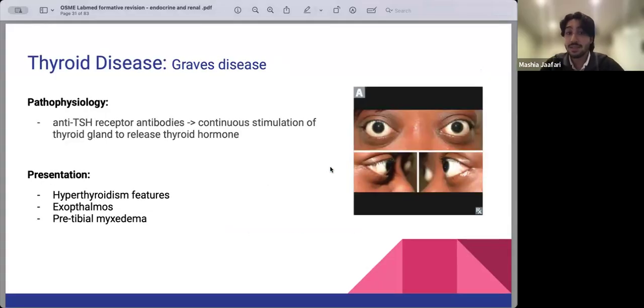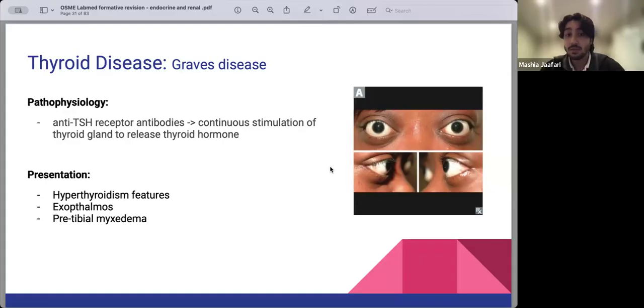Okay, now we said Graves' disease is by far the most common cause of hyperthyroidism, and the mechanism is antibodies against the TSH receptor, which leads to continuous stimulation of the TSH receptor and the thyroid to release thyroid hormone. Now, it's quite high yield to know that Graves' disease does present with the classic features of hyperthyroidism, but it has two features that are specific to Graves itself. One is exophthalmos, so these bulging eyes, your eyes bulging out of their sockets, and pretibial myxedema, which basically means swelling of your legs, but not because of fluid accumulation.